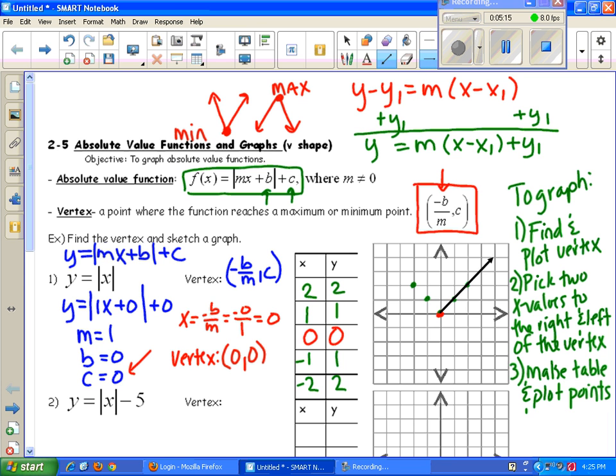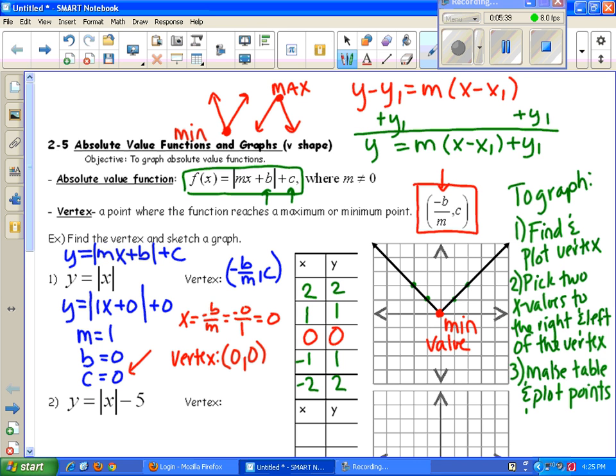So that would be one side of my V, and this gives me the other side of my V shape. And that's what your graph should look like. So in this case, notice that the V, or the vertex, is the lowest point of my graph. So that means the vertex here is a minimum value.